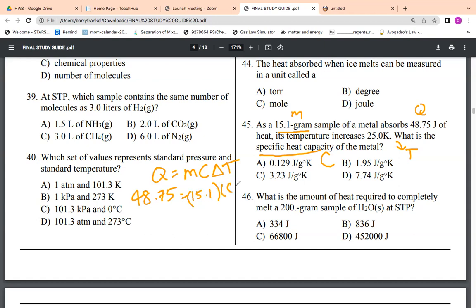We don't know what C is. You can write X if you prefer that. And its temperature overall increases by 25 Kelvin. So they've already given us the change. Okay. So all we got to do is just solve for C.